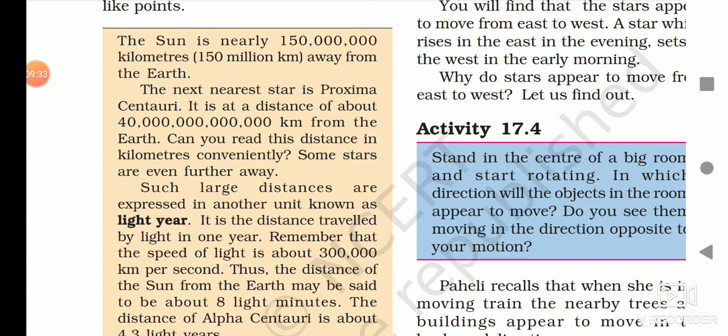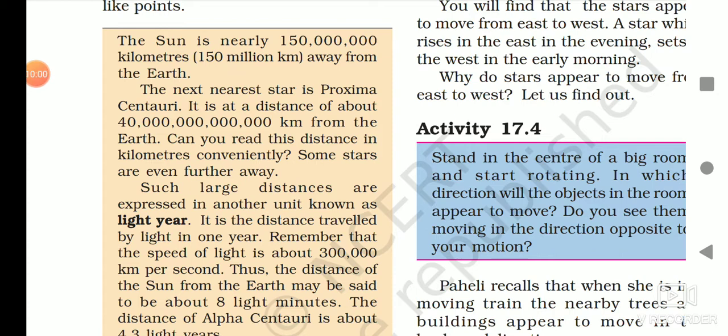Now, 1 light year is the distance travelled by light in 1 year. That means the distance travelled by light in 1 second into the number of seconds in 1 year. Then we will get 9.46 into 10 to the power 12 kilometers. Remember that the speed of light is about 3 into 10 to the power 8 meters per second, that you know.